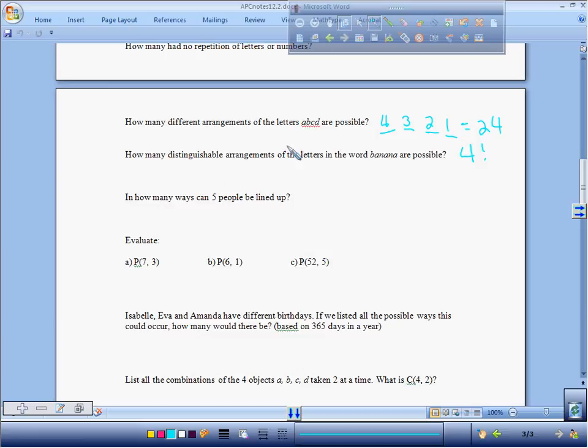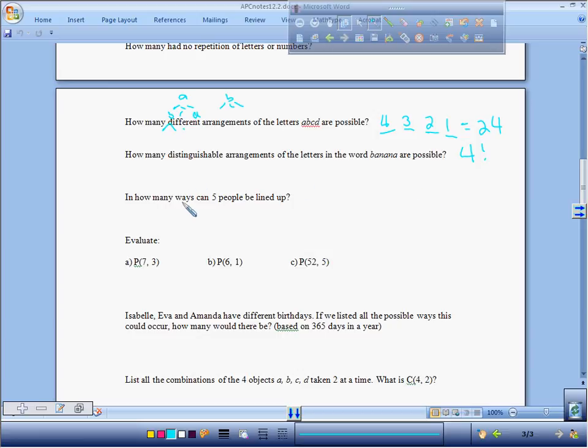Say you were putting these somewhere. You could have A in the first spot. If you chose A in the first spot, then I have three possibilities for the second spot: B, C, or D. If you chose B in the first spot, you'd have similar choices. Then you'd have two choices for the third spot and one more choice. So altogether, you get 4 times 3 times 2 times 1, which is 24.